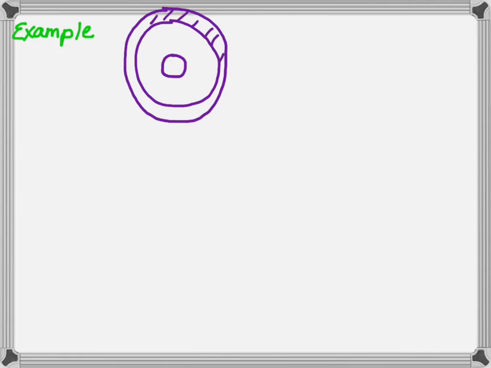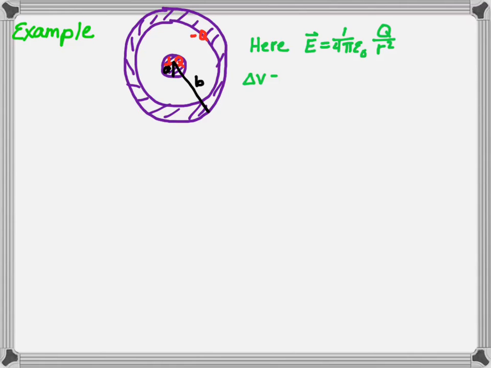Okay, let's look at another example. If I have two concentric circles, the inside circle has a charge of plus Q, which then gives me a charge of minus Q on the outer ring. The radius of the inner one is A, the radius of the outer one to the outside wall is B. Here the electric field is going to be 1 over 4 pi epsilon naught Q over R squared. That gives me a potential, again, equal to the minus of this integral going from A to B.